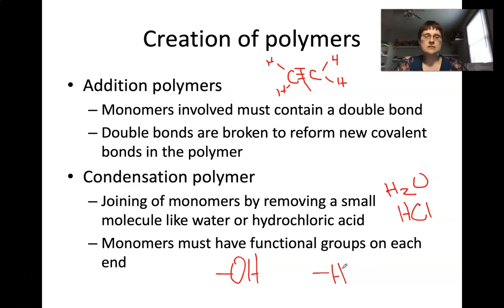Because this, well, I just happened to write them, these two are what will be able to react together to take the water out and make the bond in between. So, all right, let's take a look at just some examples of polymers, synthetic polymers that we make with each of these methods.